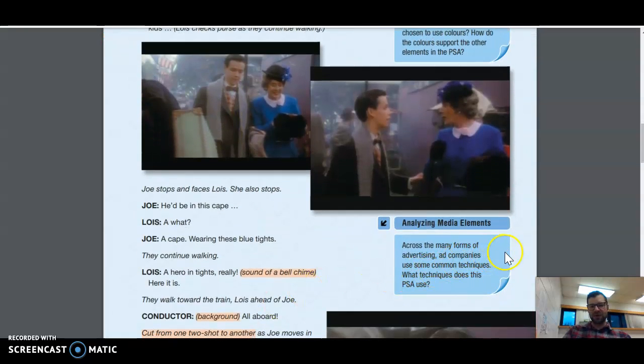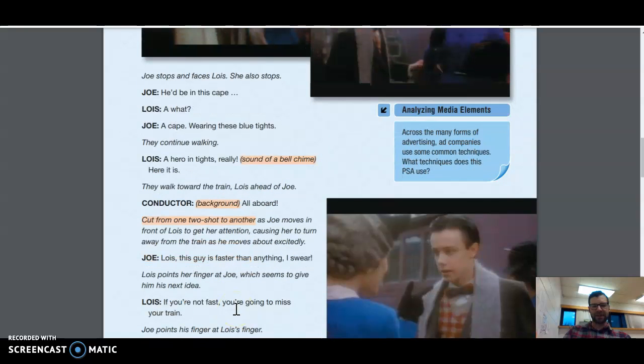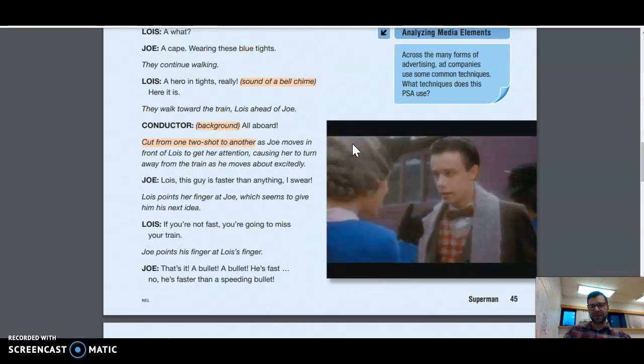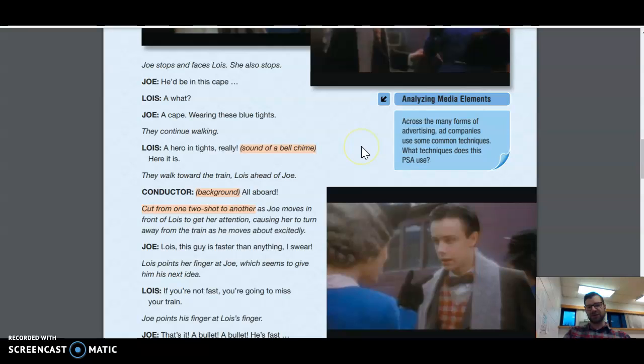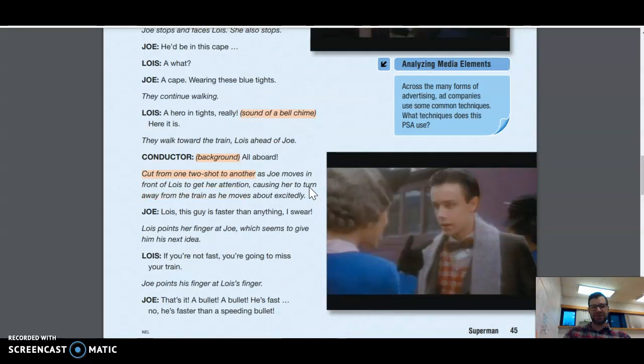Across the many forms of advertising, ad companies use some common techniques. What techniques does this PSA use? Sound of a bell chime, conductor in the background, all aboard, cut from one two-shot to another. So they're using quick camera movements. Those are all things to consider when looking at an advertisement on TV. Now this isn't really advertising anything, it's just advertising a part of our heritage, a part of Canadian history.